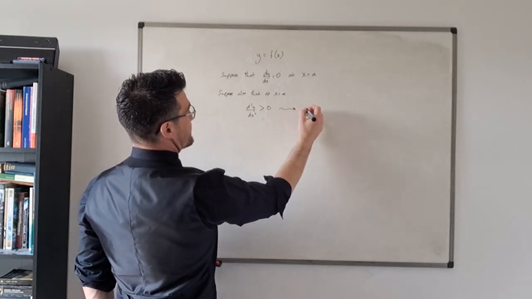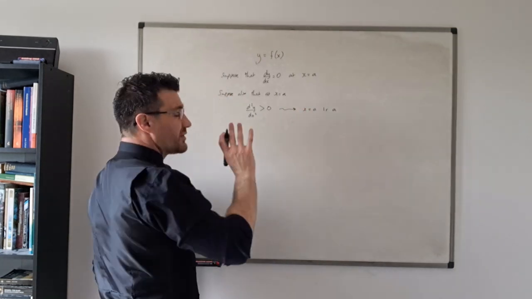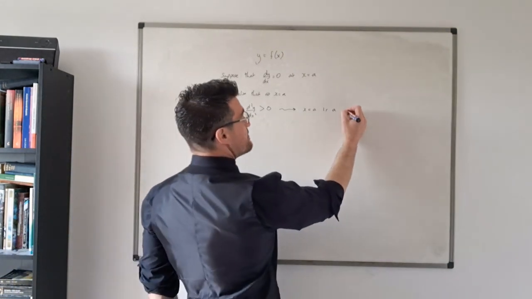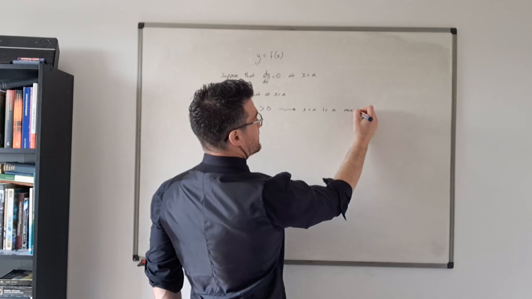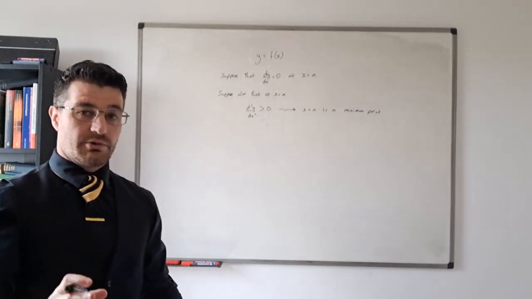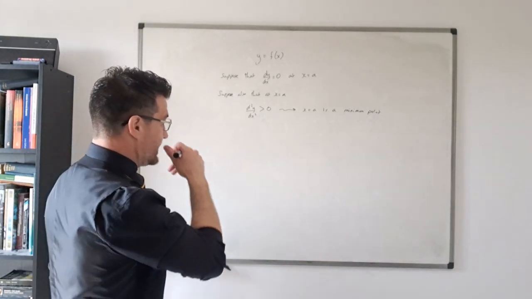Well, this will mean that, and we've got to be careful here, d2y by dx squared is greater than 0, so x equals a is a minimum point. It corresponds to a minimum point. And this is what we're going to get some clarification on, but it's not the only thing that I want to clarify in this video.